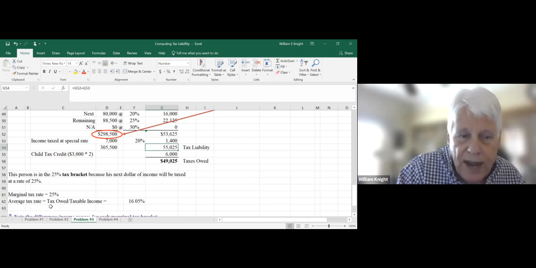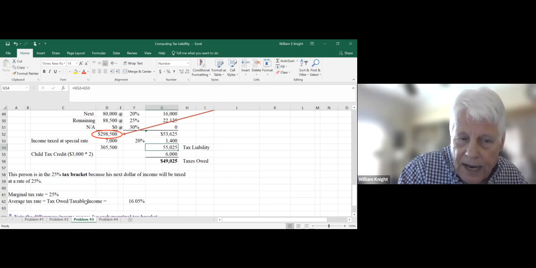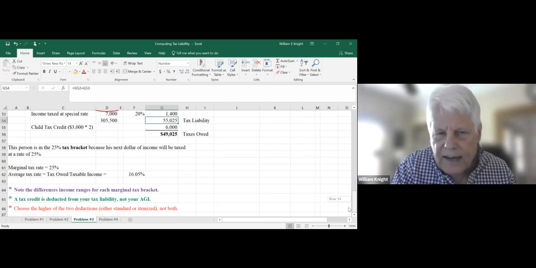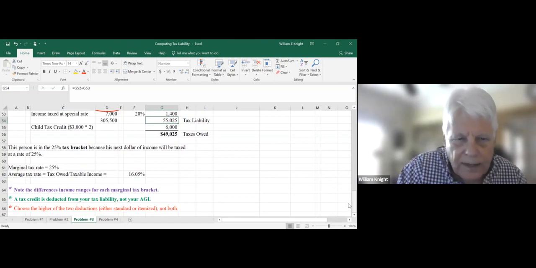But what is his average tax rate? His average tax rate is taxes owed divided by taxable income. Taxes owed is $49,025. Taxable income, $305,500, and that is 16.05%. That is his average tax rate.